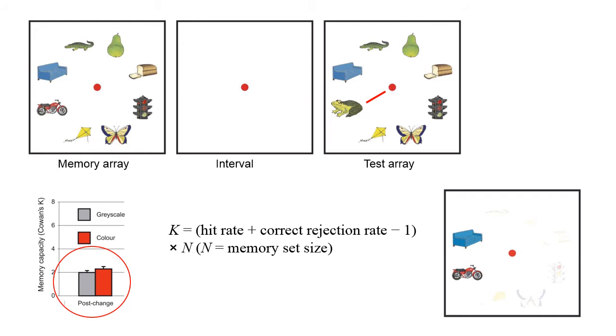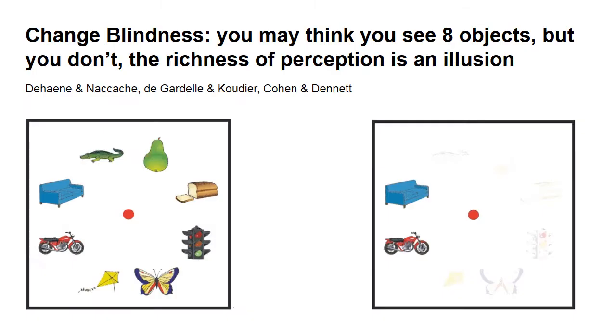Which these 2 objects are depends critically on where your attention is focused at the moment the array disappears. Because when you cue the item that might change in advance, so before disappearance of the memory array, percentage correct obviously soars to almost 100%, showing that the change in itself is not difficult to detect. The experiment seems to confirm that indeed conscious perception is rather poor and limited to what you happen to attend to. And that is indeed the way these experiments are interpreted by many authors.